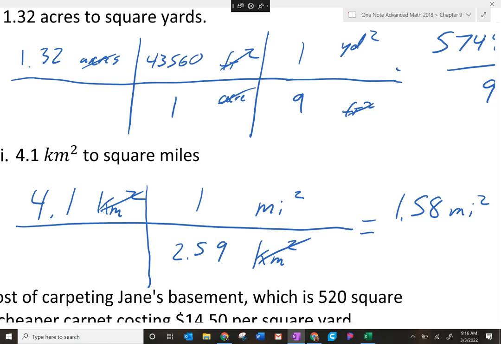So far, so good? So you just multiply across. Yep, I multiplied straight across, so 4.1 times 1, and then 2.59 times 1. So all the stuff that was on the top divided by all the stuff that was on the bottom, and that's where I got the answer.